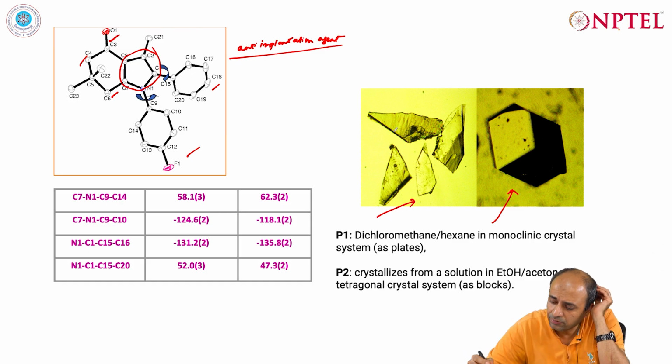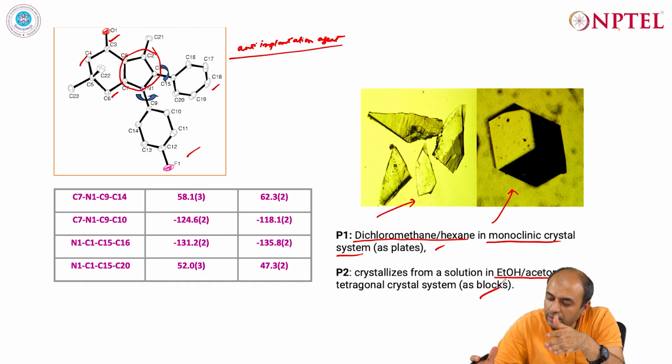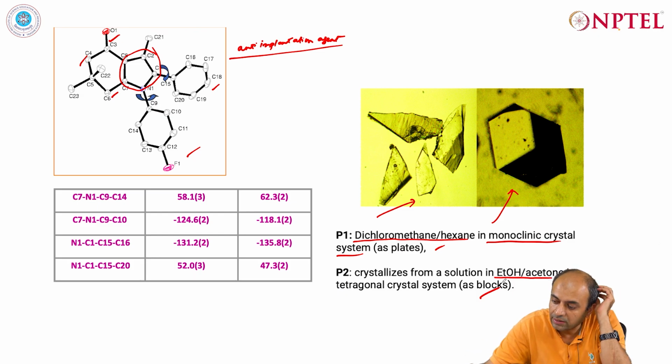The plates were observed essentially in dichloromethane-hexane, and when the crystal structure was determined, these crystallized in the monoclinic crystal system. The blocks, on the other hand, crystallize from a solution of ethanol and acetone, and these crystallize in the tetragonal crystal system. So, right away you can see that there is a very clear signature of polymorphism.